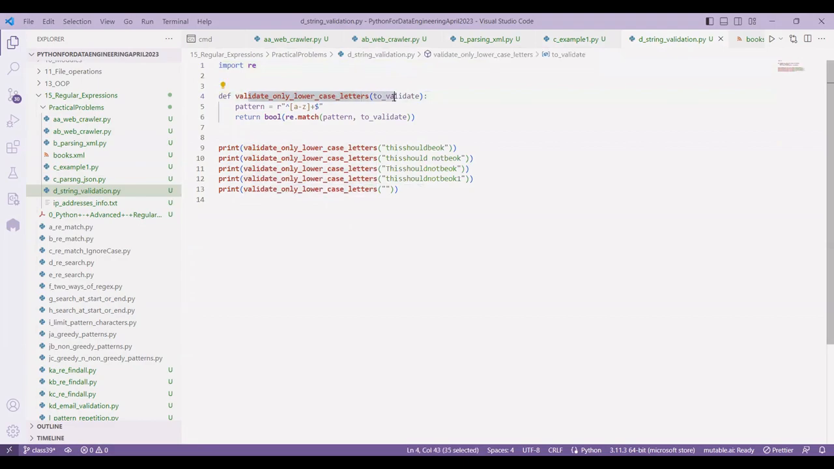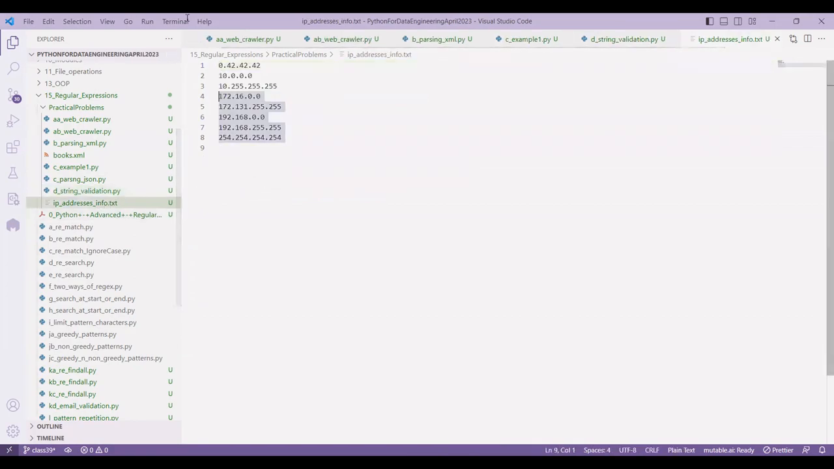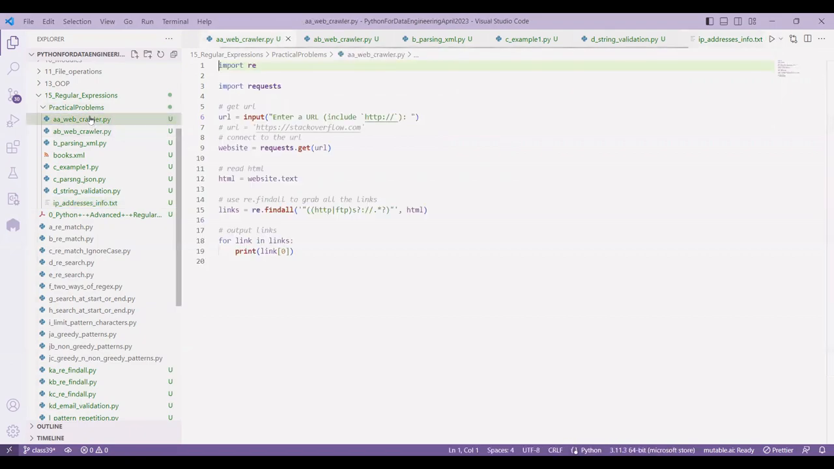Whenever I have multiple real-time use cases, I added some. If you want to validate that only lowercase letters are there, I am doing it like this. Or if I have IP address information and you want to identify valid IP addresses, or class A or class B IP addresses, how do you validate? Or if you're doing web crawling or web scraping, how to get the data? If you want both HTTP and HTTPS links, this is like an input to go for Stack Overflow. If you give Stack Overflow, you basically get all the information out of it. If you want to analyze only that, you can go with this.